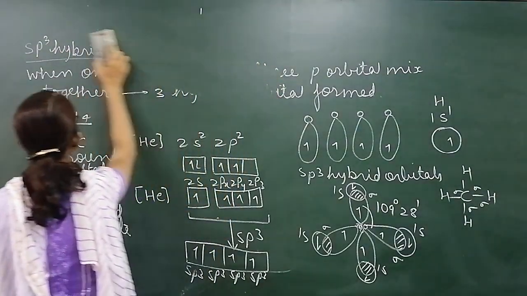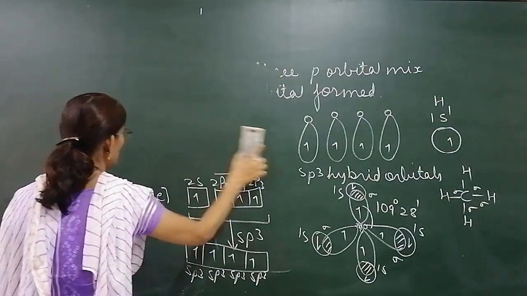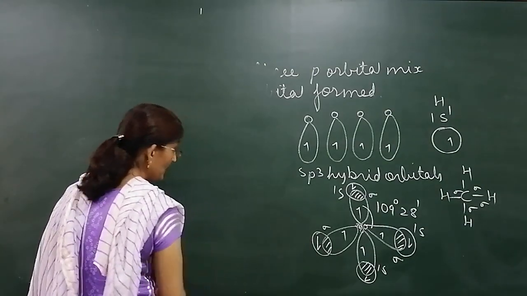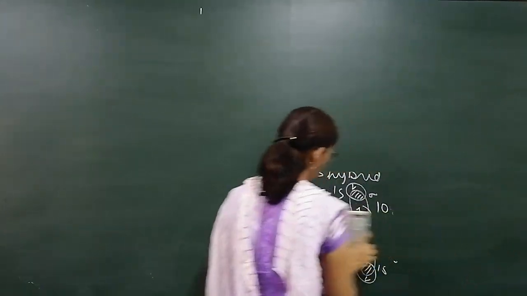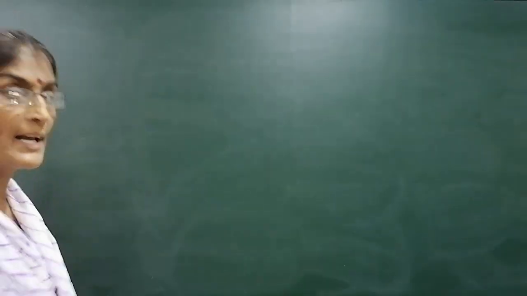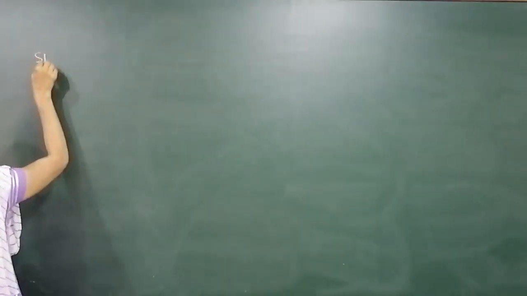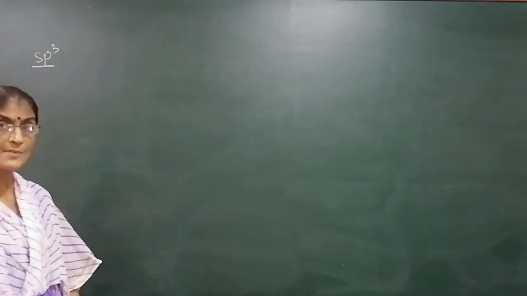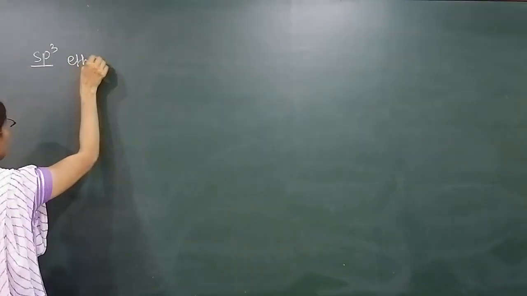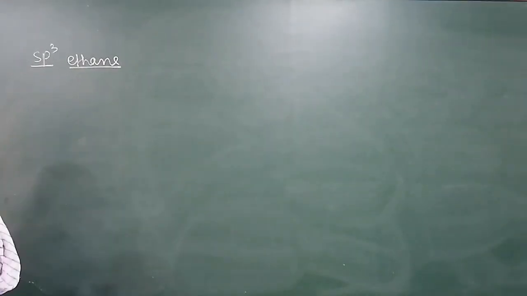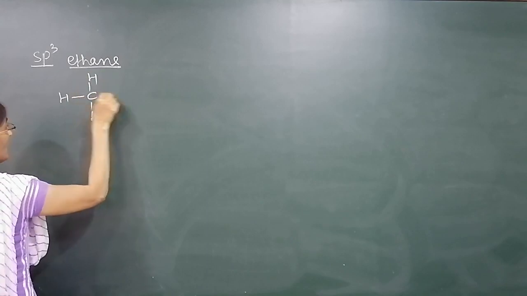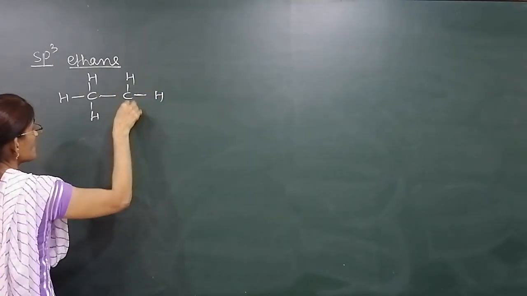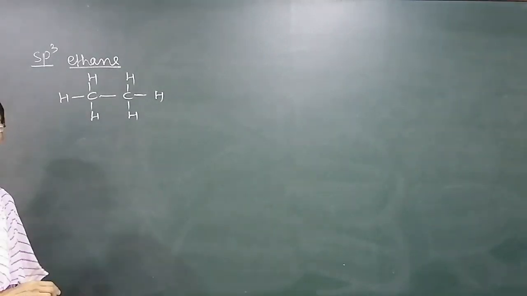Now we'll take some more examples of sp3, sp2 and sp hybrid states by the ethane, ethene and ethyne molecules. First we are moving with sp3 hybridization in the ethane molecule. In ethane we know there are two carbon atoms. This is the structural formula of ethane. Two carbon atoms are there.